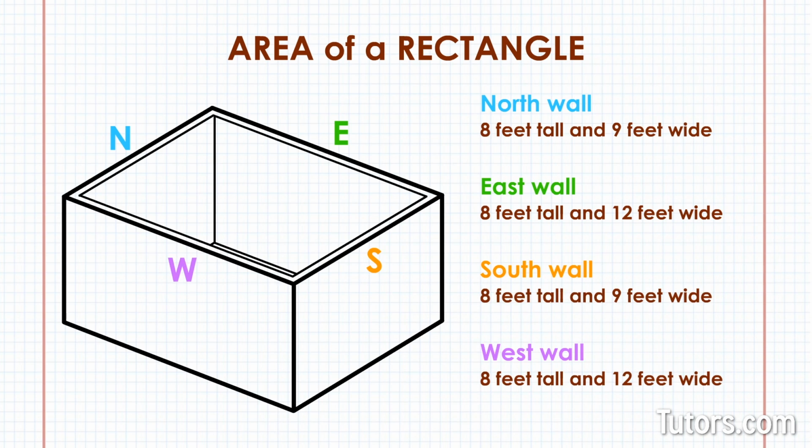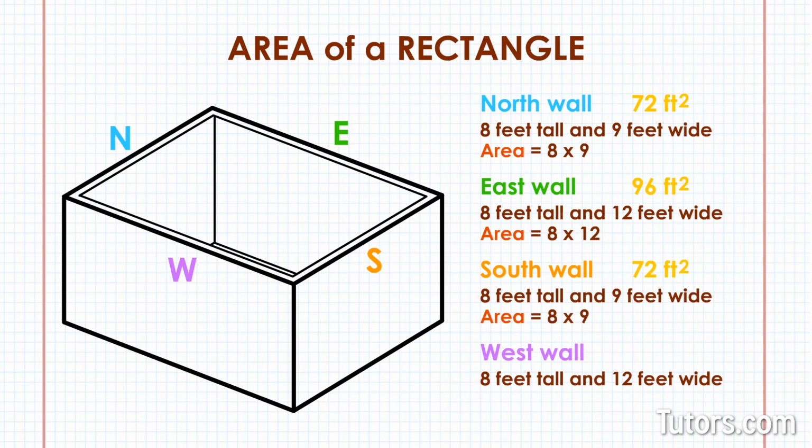Notice all the walls are the same height. Also notice the north and south walls are the same width, and the east and west walls are the same width. You know your bedroom is a rectangle. Now let's calculate the area. For the north wall, 8 times 9 equals 72 square feet. For the east wall, 8 times 12 equals 96 square feet. For the south wall, 8 times 9 equals 72 square feet. For the west wall, 8 times 12 equals 96 square feet.